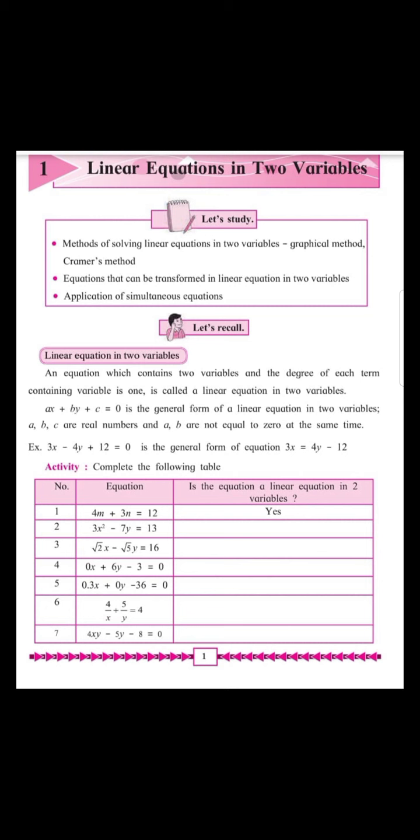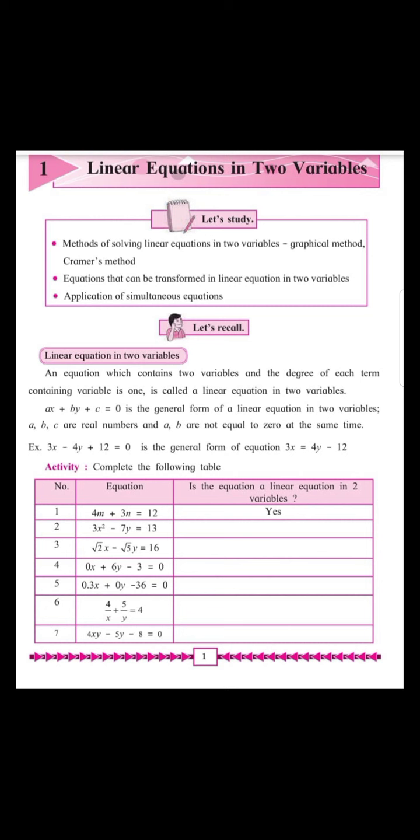Now see example number 5. 0.3x plus 0y minus 36 is equal to 0. 0.3x is the first term and the degree of the first term is 1, but the second term 0y becomes 0. That's why the remaining equation is 0.3x minus 36 is equal to 0, and there is only one variable, that is x, and 0y becomes 0. That's why this is also not a linear equation in two variables. So your answer is no.